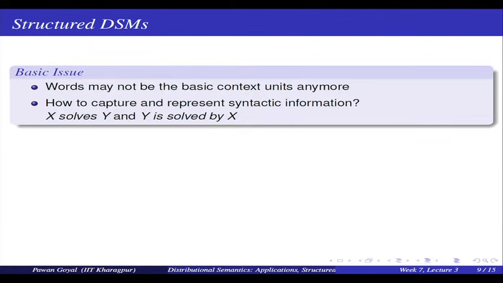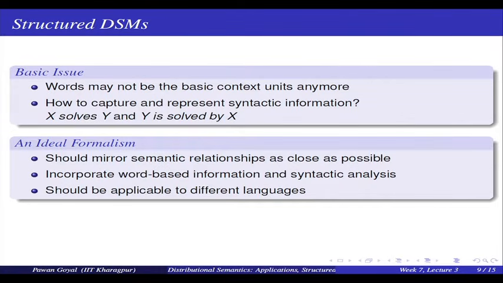So now what is one thing? For dealing with this pair pattern matrix, words will not be my basic context units. So how do I capture and represent this sort of information, like X solves Y and Y is resolved by X? For that, I'll need a formalism that can capture semantic relations and also various syntactic information. And for that we will go back to our dependency based formalism to capture this kind of information.